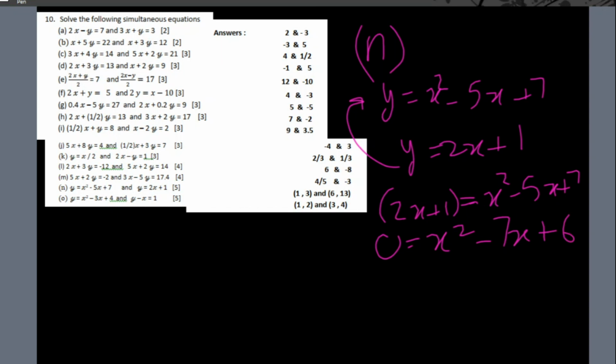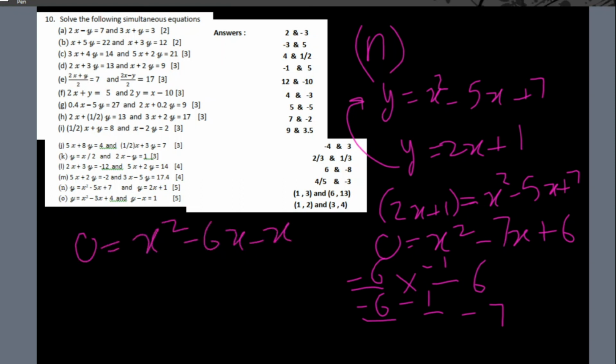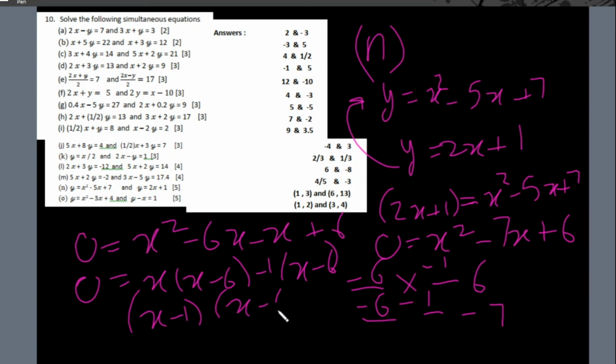Now I'll have to solve the quadratic equation, looking for two numbers which give me this combination. That will be minus 6 and minus 1. So 0 equals x square minus 6x minus x plus 6. x is common in the first two, then minus 1 is common in the next two. I get (x minus 1)(x minus 6) equals 0, which gives me x equals 1 and x equals 6. So I'm getting two answers for x. One is x equals 6, the other one is x equals 1.